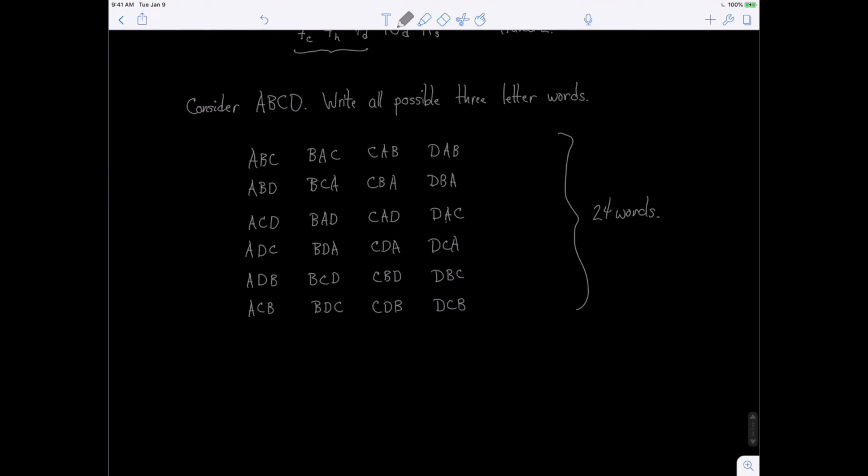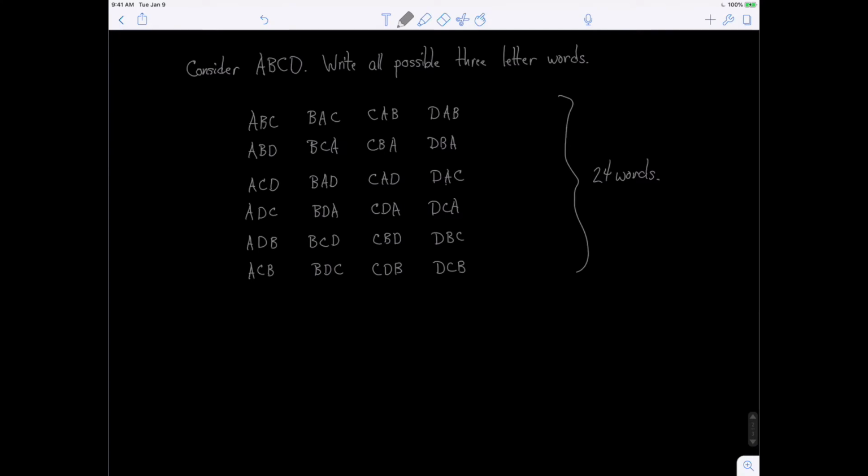We actually could have found that fairly easily by using what we've learned. We could have said, well, there's 4 different possibilities in the first position, 3 in the second, 2 in the third. So if I multiplied those together, 4 times 3 is 12, times 2 is 24. And that's what we would expect.